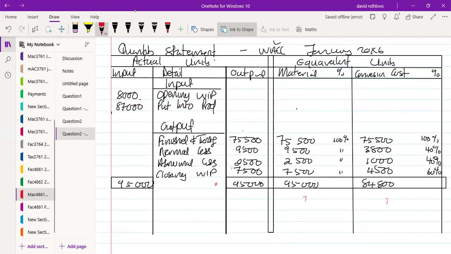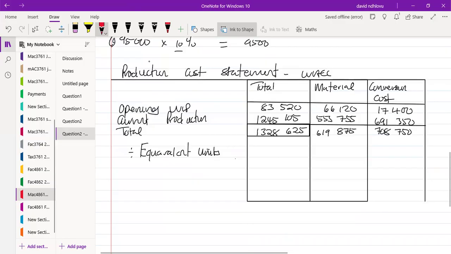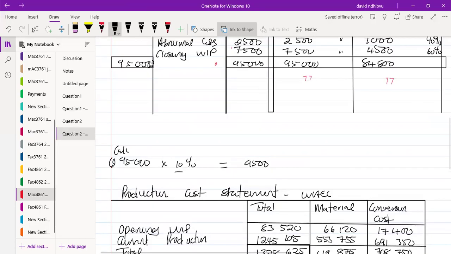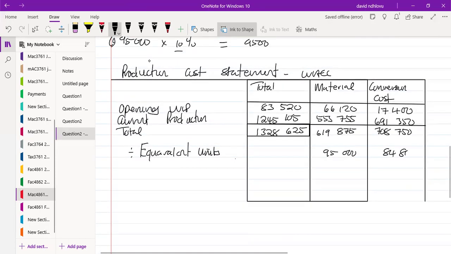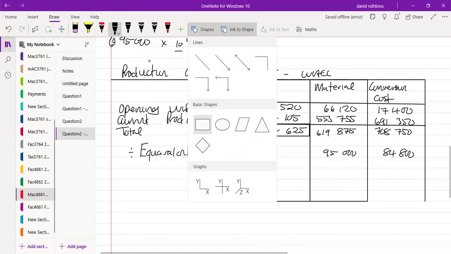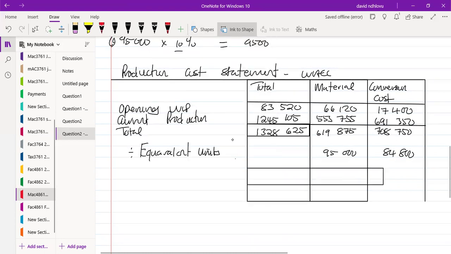So in terms of material, we had used material equivalent to the production of 95,000 units, but we had incurred the cost of conversion equivalent to 84,800. So therefore, we divide here by 95,000 and here by 84,800. Then we are able to now get cost per unit.